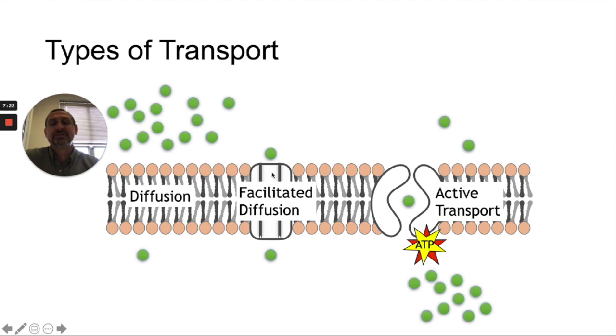Some molecules need the help of a channel protein, a protein that will allow them to pass through the cell membrane. Polar molecules need a channel protein. Sometimes larger molecules need a channel protein. So things like sugar and water are diffused through facilitated diffusion.